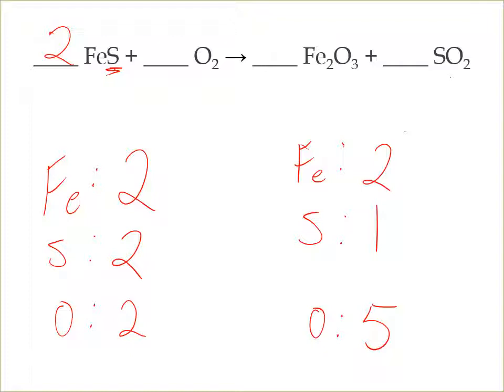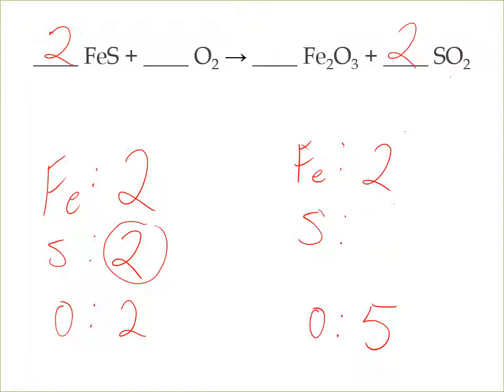Now if I look and compare, my irons are balanced, my sulfur is unbalanced, my oxygen is unbalanced. I'm going to keep that oxygen for last again because it's the one that shows up in multiple places. So I'm going to try to balance the sulfur first. Sulfur has 2 on the left, 1 on the right currently. So I now want to try to get this 1 sulfur over here to look like these 2 sulfurs on the left. So I'm going to make a 2 right here.